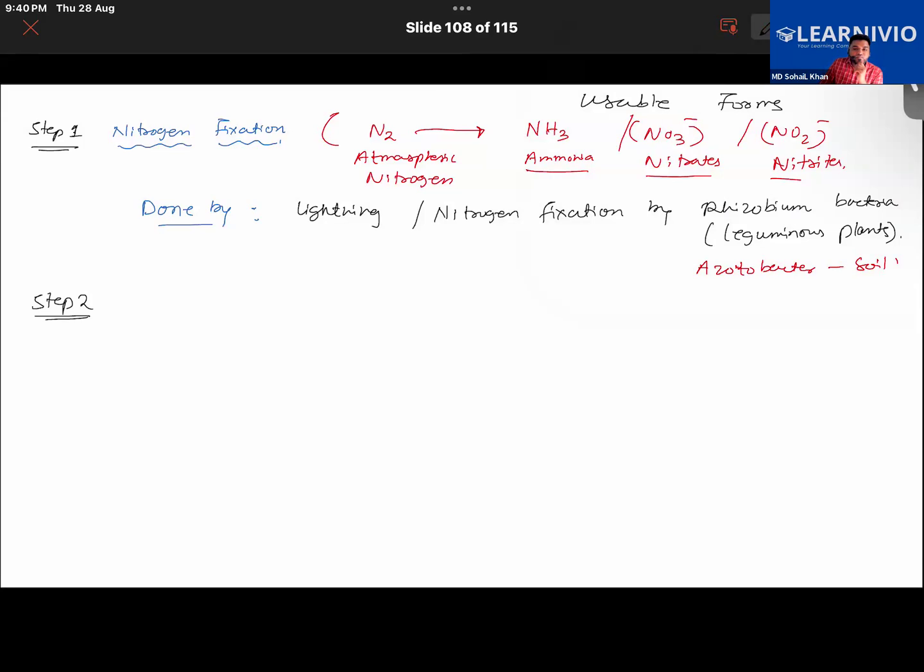So how is it done by lightning? Basically, lightning breaks the bond between the nitrogen atoms, and then nitrogen will be combining with the oxygen to form compounds like nitrates or nitrites, or when it is broken down, it will be reacting with the hydrogen to form ammonia. Getting it? Try to visualize it in the following manner.